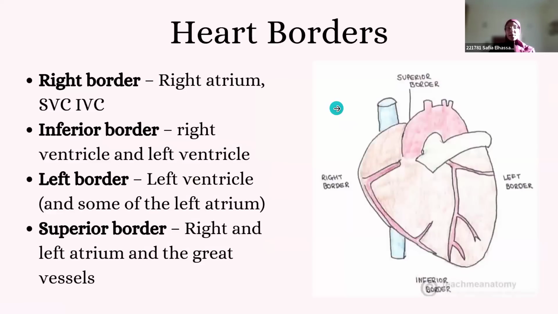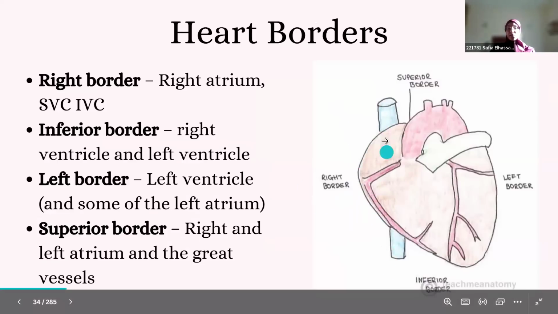So the heart has 4 main borders. First is the right border. So the right border is over here, and this is mostly made up by the right atrium, but also by the superior vena cava and the inferior vena cava. So they also contribute to this right border.